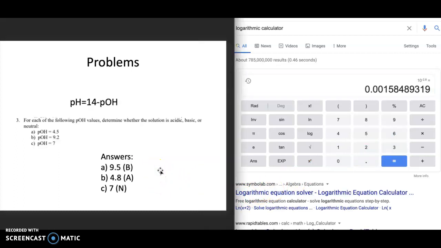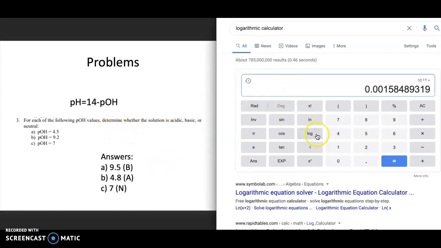Okay. So for pH, determine whether it's acidic, basic, or neutral. So remember, pH is 14 minus pOH, so 14 minus 4.5, which is 9.5. Just subtracting them. I'm not going to do the math here because I feel like that's pretty simple for you to do, just 14 minus. And if I have a pH of 9.5, that's a base. pH of 4.8, that's an acid. pH of 7, that's neutral.